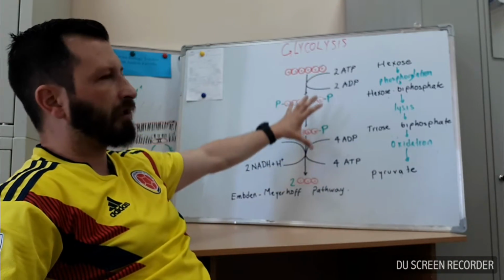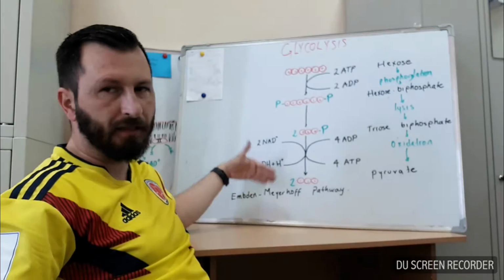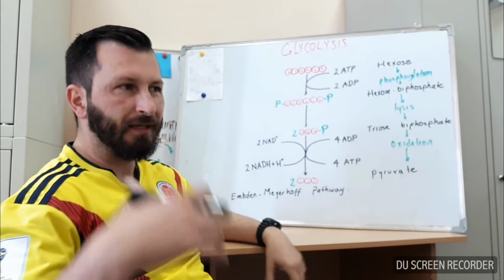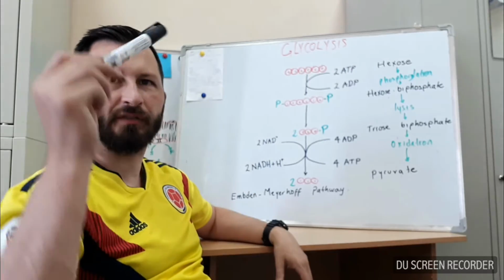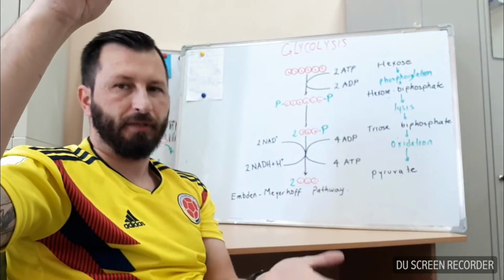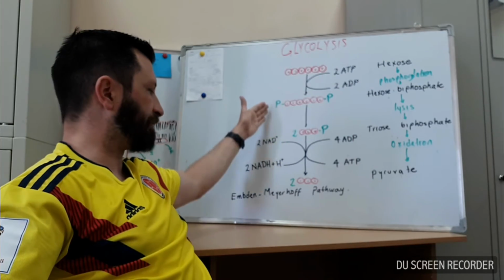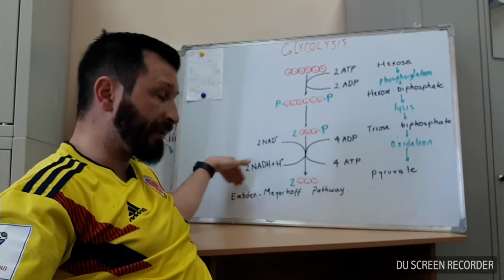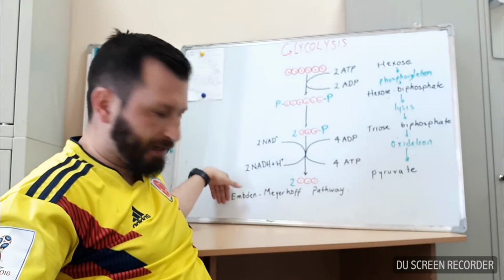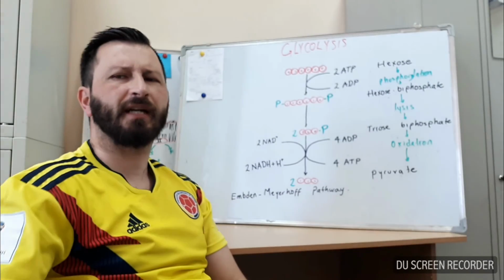The whole glycolysis series of reactions is called the Embden-Meyerhof pathway. A pathway is when you start somewhere here and you go through a series of reactions and end up here. So this is a pathway, okay? A metabolic pathway. It's the EMP, Embden-Meyerhof pathway. So, see you next time. Bye.